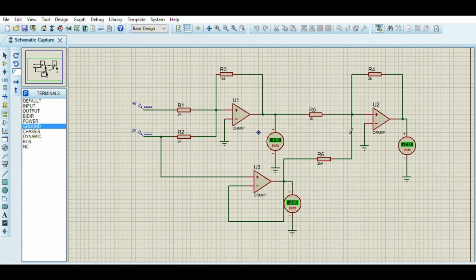So the simulation is correct as the calculation method.